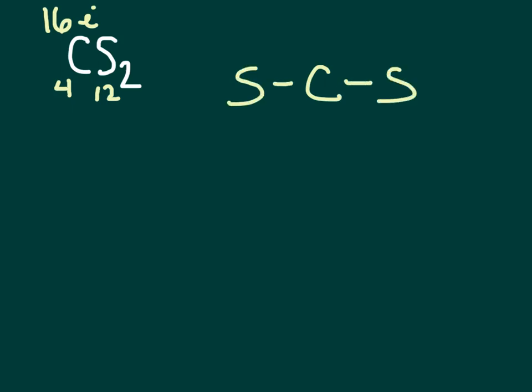For CS2, carbon has 4 valence electrons, and so I'm going to put my little 4 right here as I'm adding them up. Sulfur has 6 valence electrons, but there are 2 of them, so that would mean 12 total. This is 16 electrons. I like to put them right up there. Carbon is my central atom, so I'm going to arrange my sulfurs around there and connect them with single bonds.